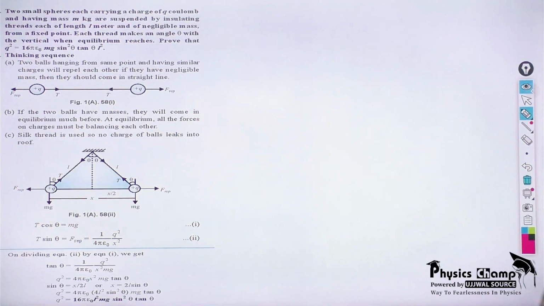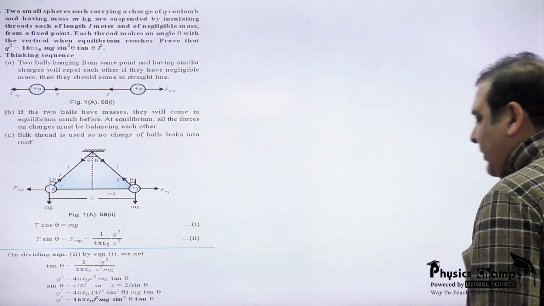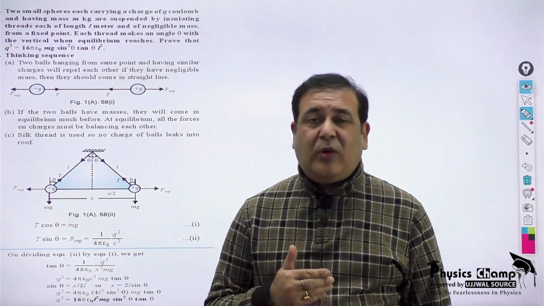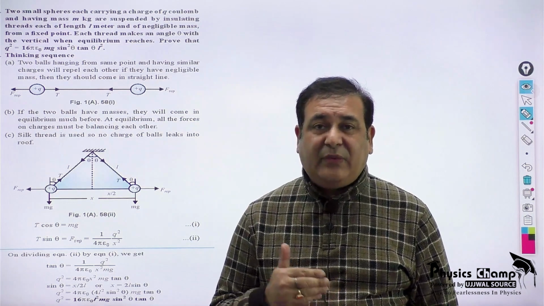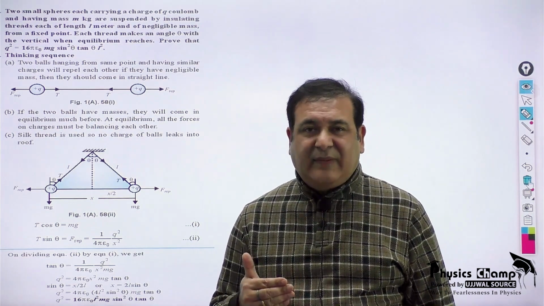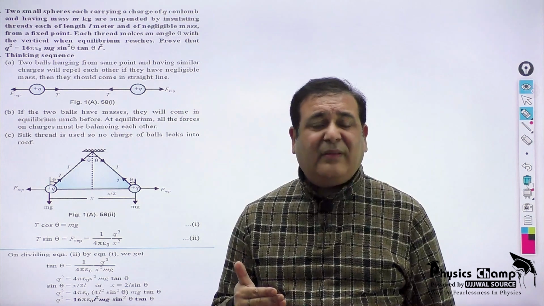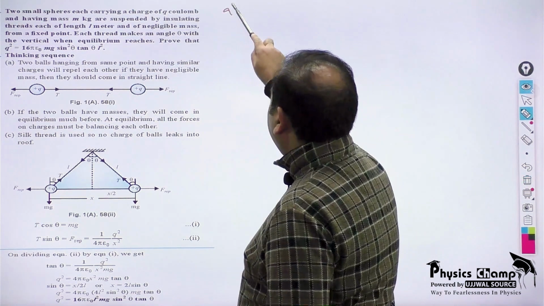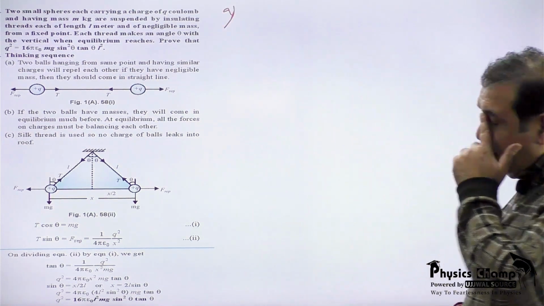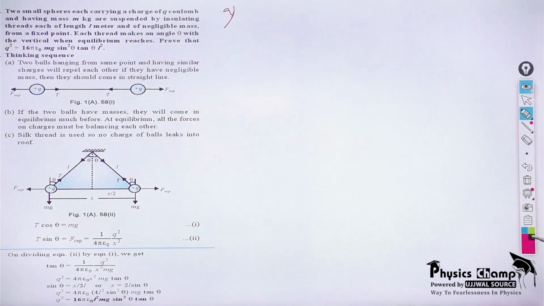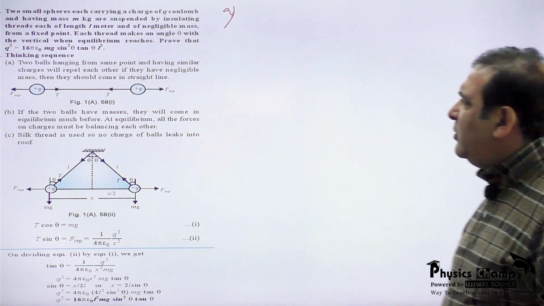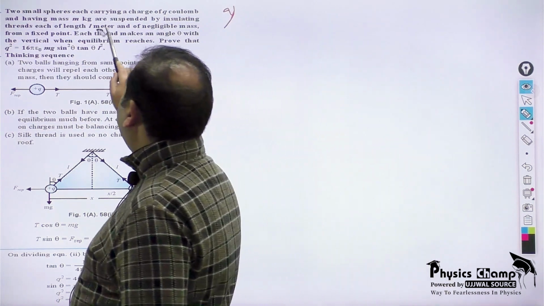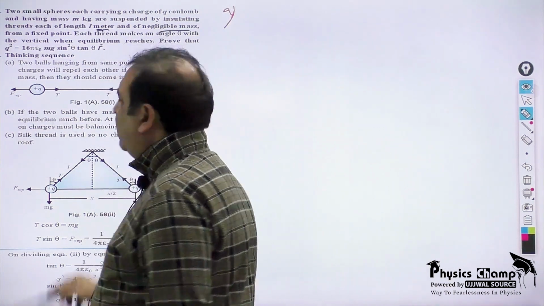Now I am going to take question numbers 9, 10 and 11. They are very important questions, and you will enjoy doing them, and you will appreciate the way the concepts are discussed in increasing difficulty order in these three questions. Like question number 9, we talk about two small spheres, each carrying a charge of q coulomb and having a mass of m, suspended by insulating threads, each of length L meter and of negligible mass, from a fixed point.